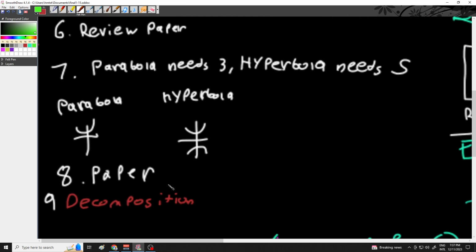For the next set of questions, it just tells you the answers word for word. So just review the paper for number 6. Number 7, a parabola needs 3 points in order to be defined, and then a hyperbola, which is essentially this thing right here going off on both sides, just needs 5 points. Number 8, also just look back on your test paper. If you need anything, I'll just send you the pics of it.